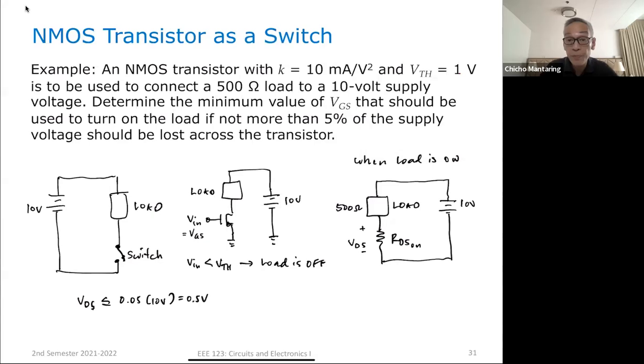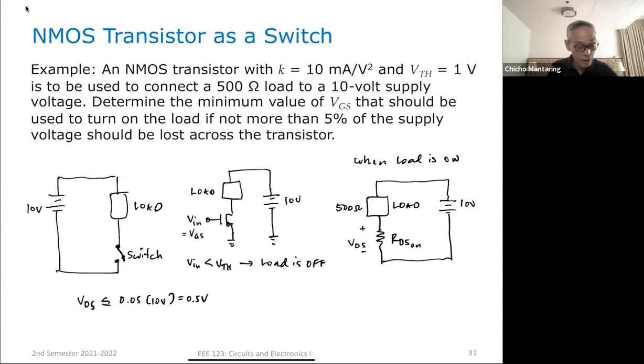Meaning to say, in the worst case condition, ang makukuha ng load natin imbis na 10 volts is 9.5 volts. Pero siguro naman okay lang yun, ano? Maybe it will still work properly at 9.5 volts. After all, usually loads have a voltage tolerance. Okay, so let's use the RDS on approximation.